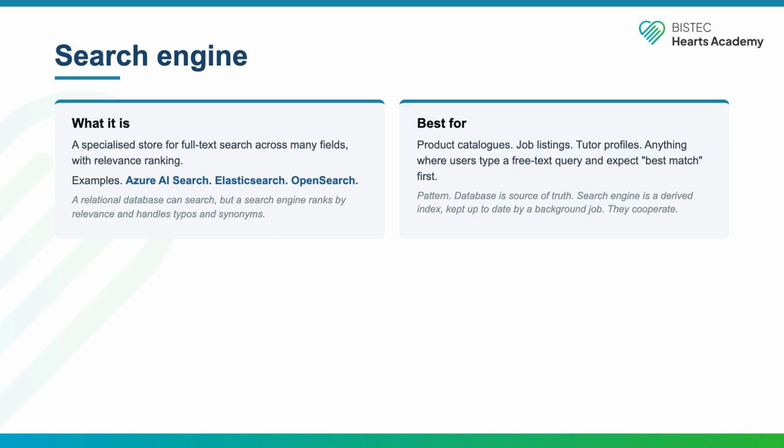Examples: Azure AI Search, Elasticsearch, OpenSearch. Best for product catalogs, job listings, tutor profiles, anything where users type a free text query and expect best match first with typos handled. The pattern: the database stays the source of truth. The search engine is a derived index, kept up to date by a background job. They cooperate.